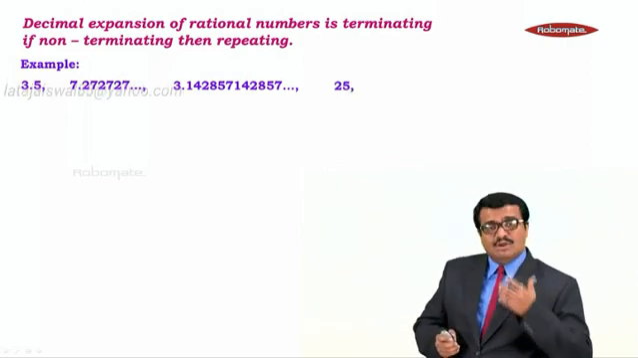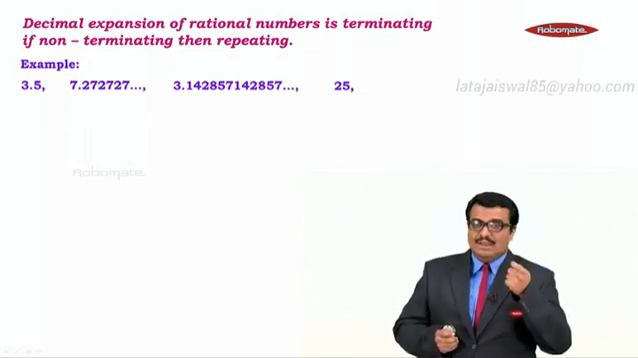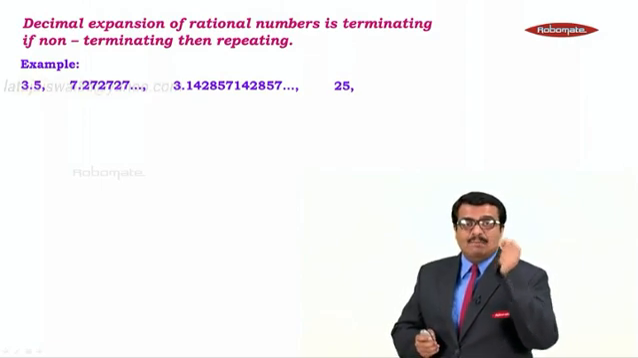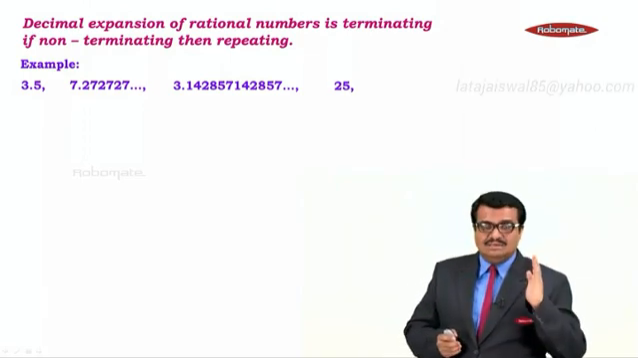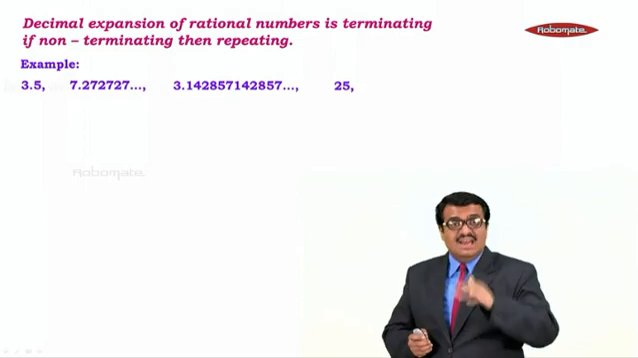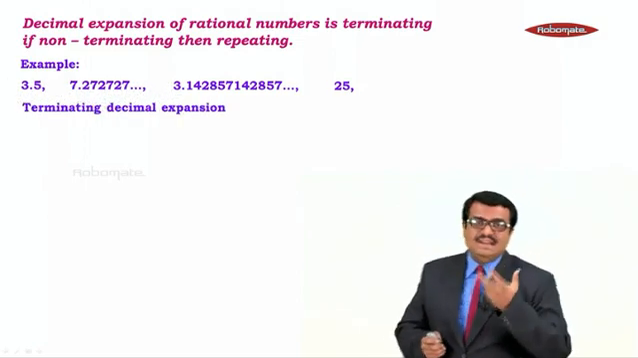25 is a rational number because 25 can also be written as 25 upon 1. So all these are rational numbers. And the decimal, if I want to write 25 as a decimal number, it will be 25.0. It terminates. So decimal expansion of all the rational numbers are either terminating, or if they are non-terminating, then they are repeating or recurring.